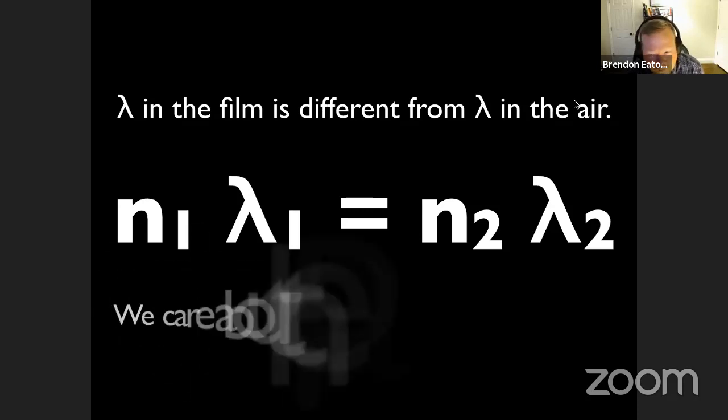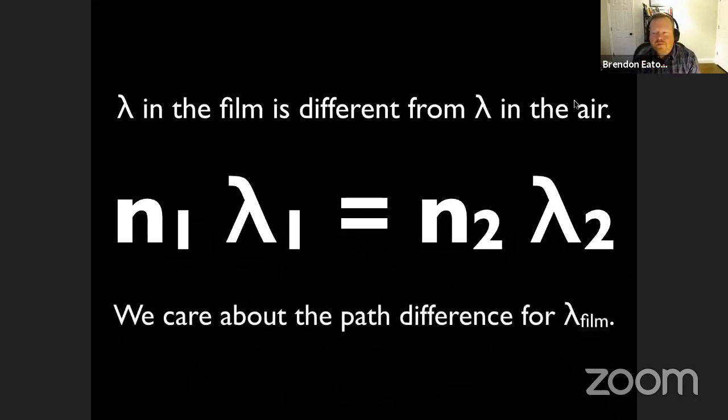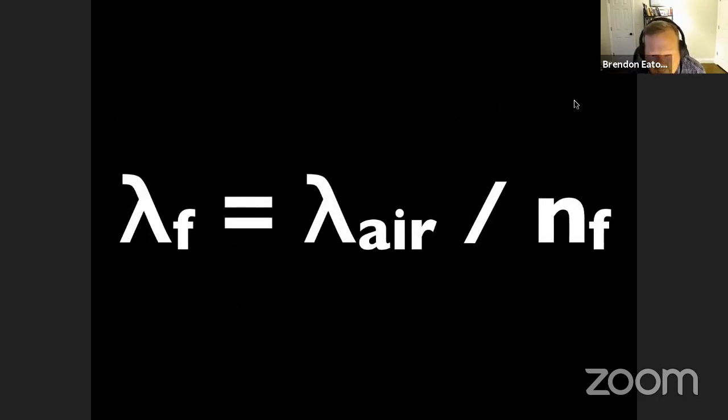Well, that's why we only care about the path difference for the wavelength of the light inside of the film. So what that brings us to is lambda through the film has to equal lambda in the air over the index of refraction of the film. So wait a minute, that's one of the slides we said they ought to write down. Yeah, but where did the index of refraction for air go? The index of refraction for air. Let me check the Wayback Machine. Oh, it's 1. The index of refraction for light in air is basically 1.000 something. So it just falls out.